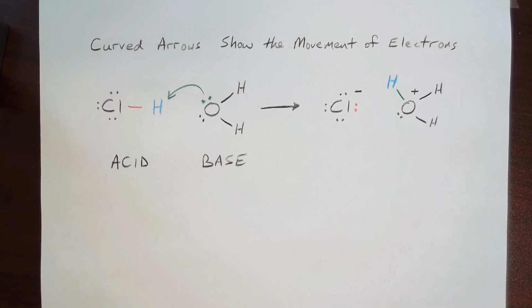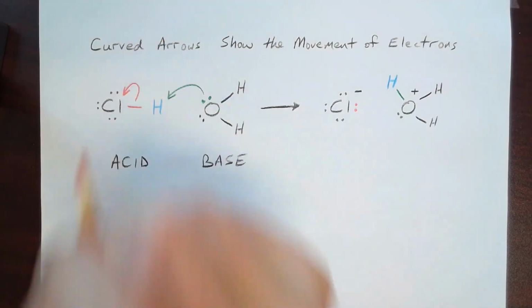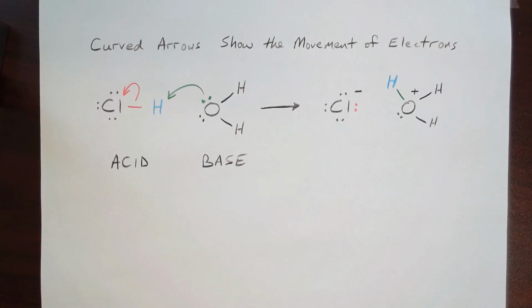To break the hydrogen-chlorine bond, we start with the bonding electrons and draw an arrow to the chlorine atom. These red-colored electrons are with the chloride ion now. Let's look at another example.